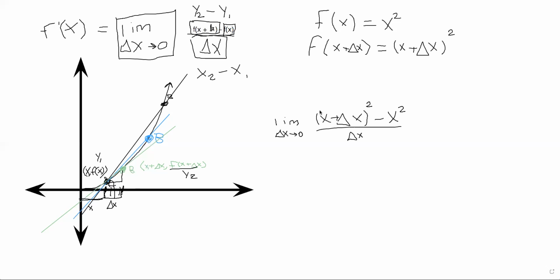So we want to start by FOILing out this x plus delta x to the second. We're going to get x squared plus 2x delta x minus x squared all over delta x. I see that we have an x squared at the front and a negative x squared in the back. What that means is they're both going to cancel each other out. They have a sum of just 0. So they both go away. We have 2x delta x over delta x now.